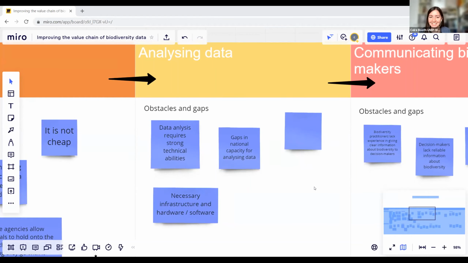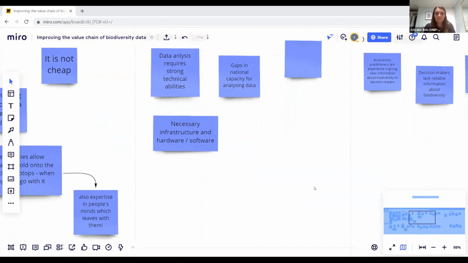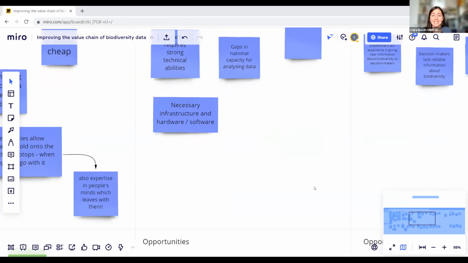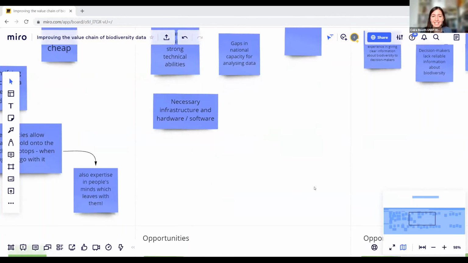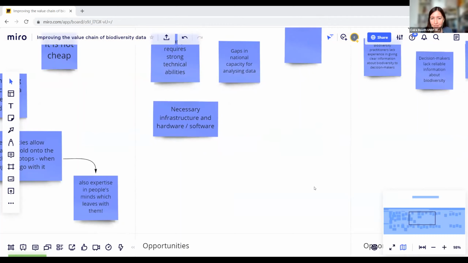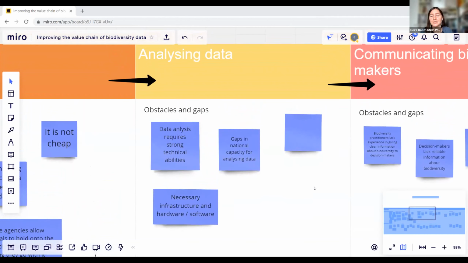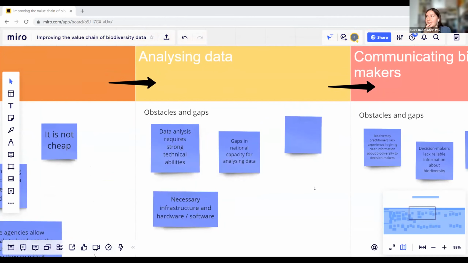Yeah, fantastic. Thanks, Sylvain. And I still can't believe we didn't address that one, because it's such an important point around the obstacles and gaps at that stage. And someone else has added the necessary infrastructure and hardware/software. Yeah, absolutely. There are so many data analysis programs out there. And I'm sure many of you in the audience have experience of using platforms like GIS. They're constantly being updated, and they're very temperamental software quite often. And I know that is a big time and resource challenge for a lot of people anywhere.